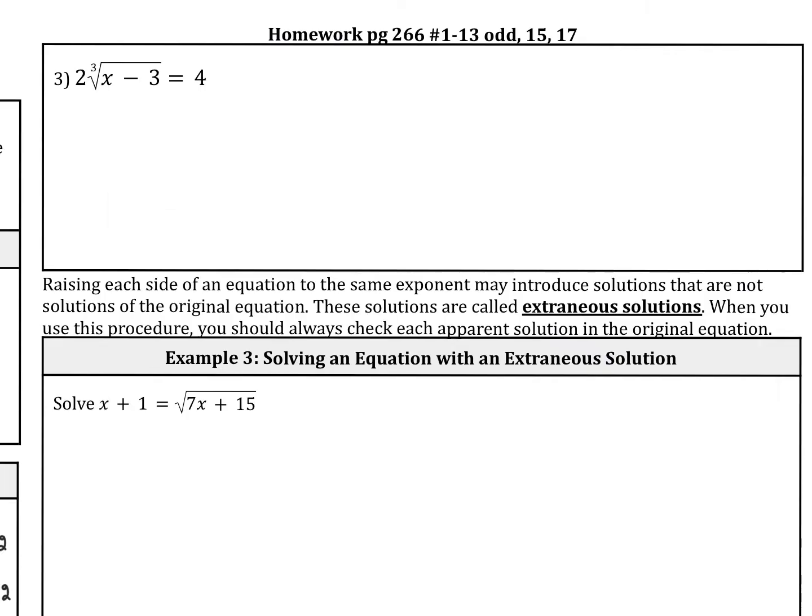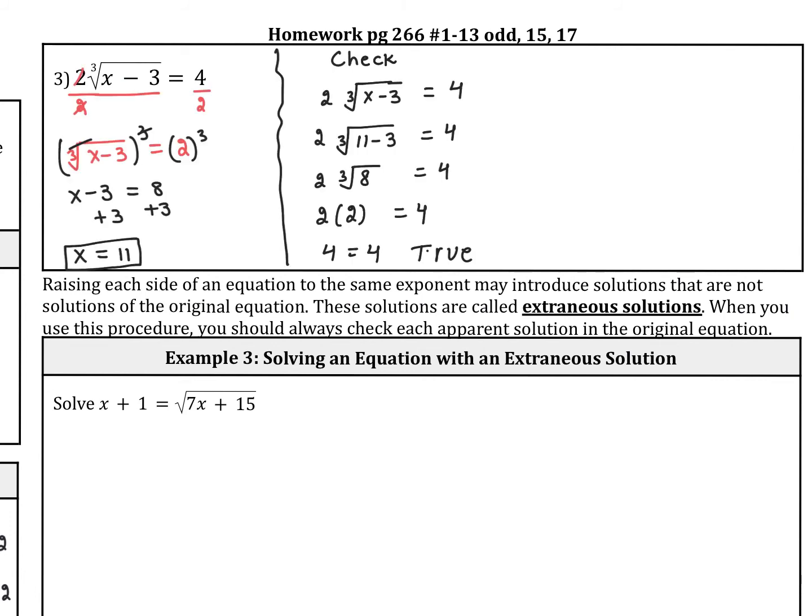Next is question number 3. For question number 3, you're going to get rid of the 2 to get the radical by itself. And then you're going to take cube on both sides so that cube root and cube cancel. x minus 3 equals 8, plus 3 on both sides. You get x equals 11.